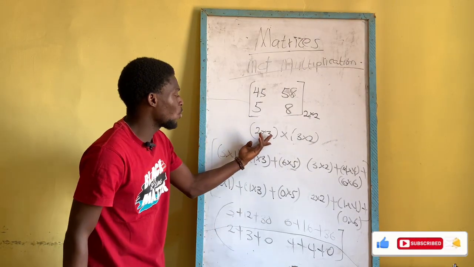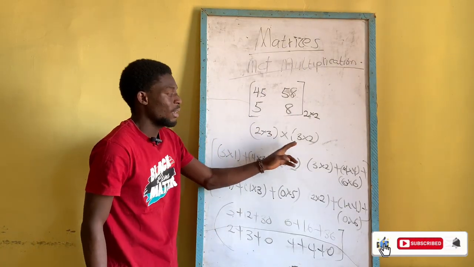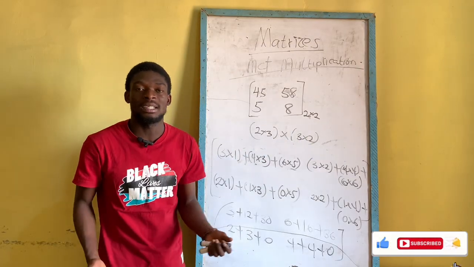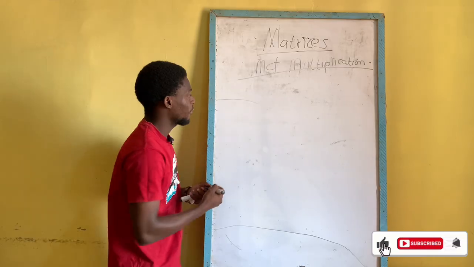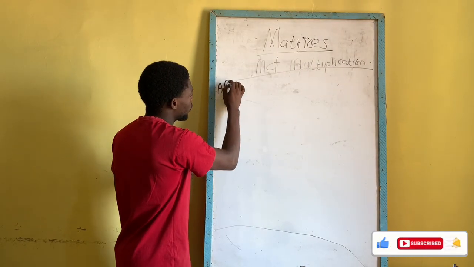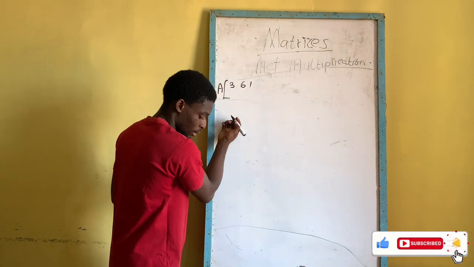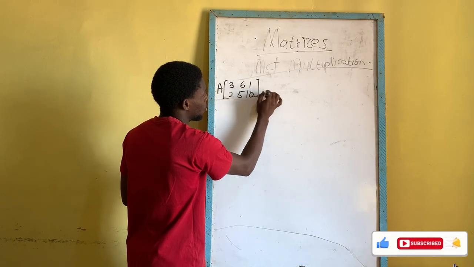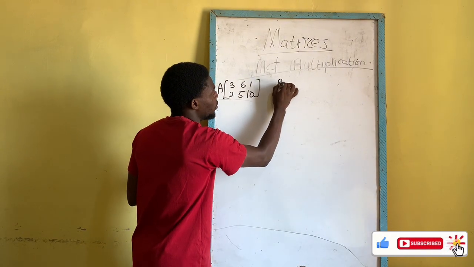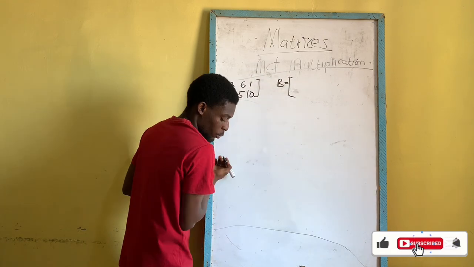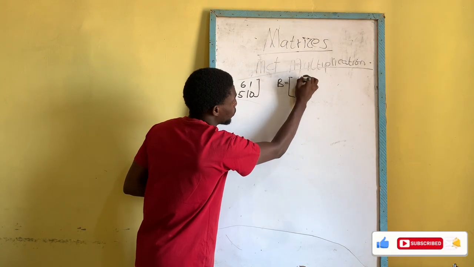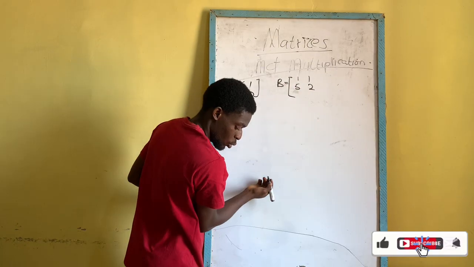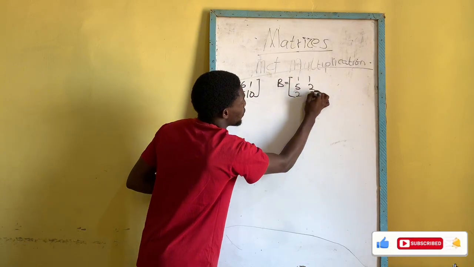Remember our matrix A was a 2 by 3 matrix, and the matrix B was a 3 by 2 matrix. Now let's look at a second example. We have our matrix A to be 3, 6, 1, then 2, 5, 10. Then matrix B to be equal to 1, 1, 5, 2, and 2, 7.